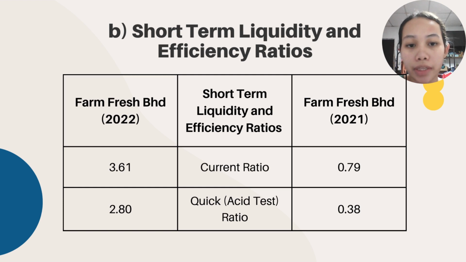Next, short-term liquidity and efficiency ratio. Referring to the table, Farmfresh Berhad's current ratio in 2021 is 0.79, and in 2022 is increasing to 3.61, which means the company is really well in using its capital. For quick ratio, Farmfresh Berhad's acid test ratio in 2021 is 0.38 and increasing to 2.80 in 2022, and a higher quick acid test ratio is a sign that the company doesn't have an issue paying debts.